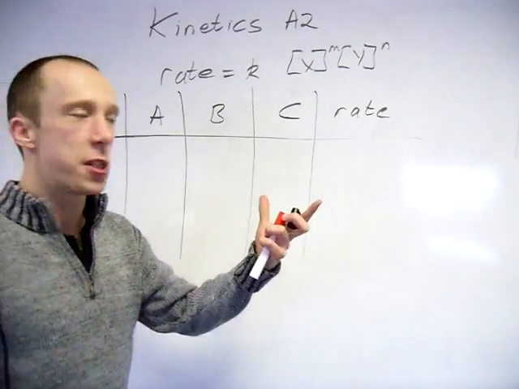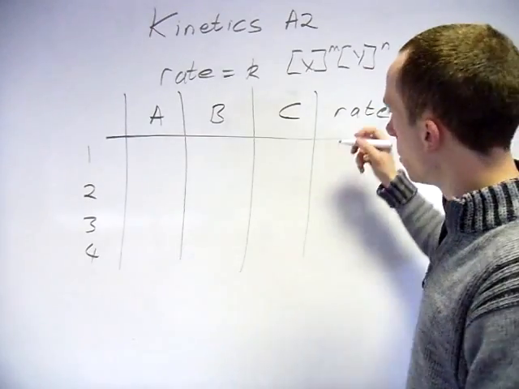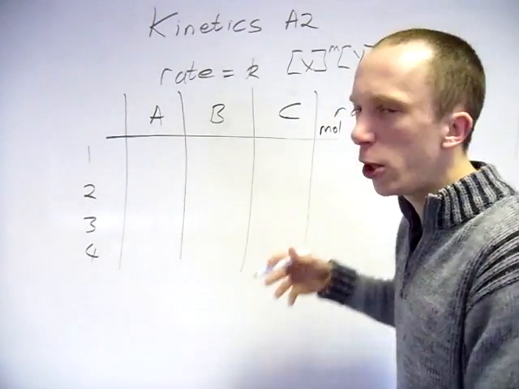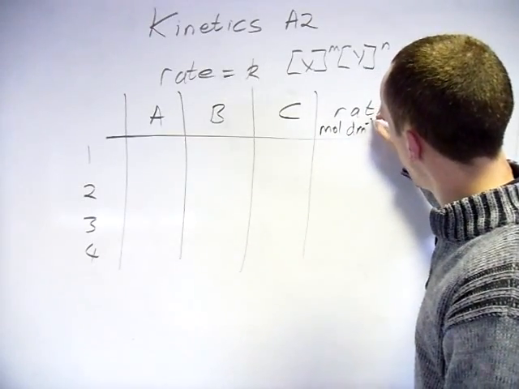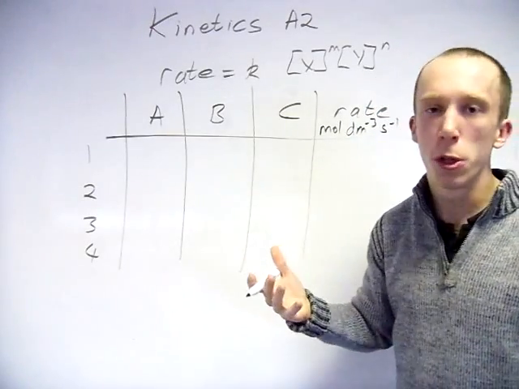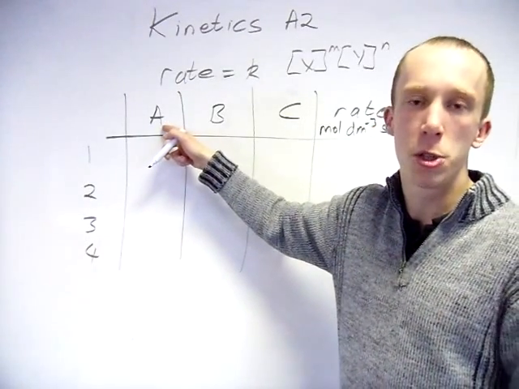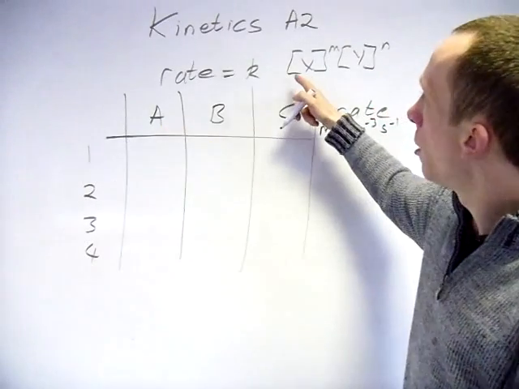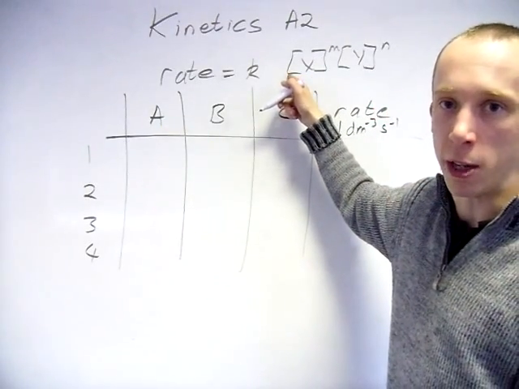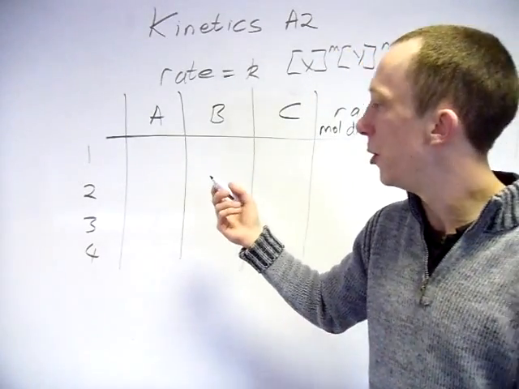So you'll usually see this in an exam. You'll have a table, and the unit of rate you should always know. You'll usually be told it, but know it. So moles per decimetre cubed per second. These are concentrations, so obviously the standard unit of concentration, moles per decimetre cubed. So that's why up here there are square brackets. Square brackets represent concentration. So I'm just going to put some numbers in.